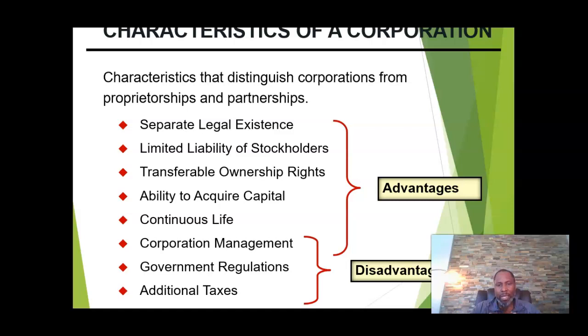Now, some of the perceived disadvantages of a corporation are things such as government regulations. There are certain requirements that a corporation has to meet because of the government, such as a public corporation must have an audit done at least on an annual basis by an outside entity. Then there are the additional taxes.